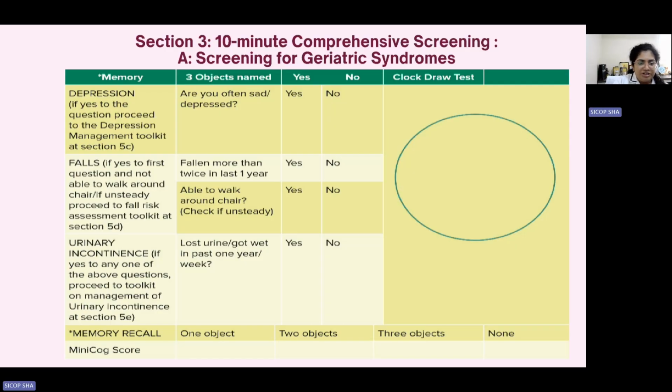Next is memory recall. The Mini-Cog score is to be noted, whether they are recalling one object, two objects, three objects, or none, then again they should be referred to Section 5.